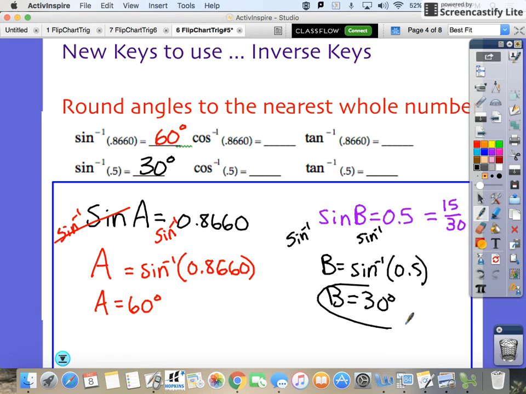Now, the inverses for tangent are the same. You just hit second tangent. Same with cosine. You hit second cosine. These numbers are going to come out as different values. I'm not going to spend time on the video, but I'd like you to type those in for these first 2 rows just to see the difference in the numbers, okay?